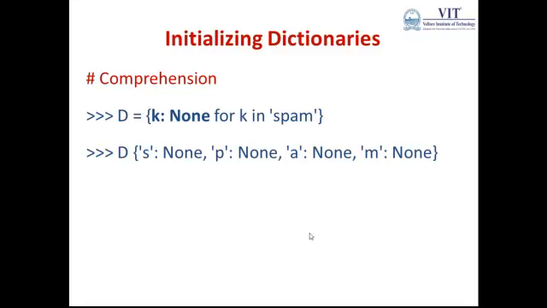And initializing with a special data type called None is also possible. Look at it. Again the comprehension, k colon None. Automatically k is the counter, so it takes s as my first key, and the corresponding value is None. For the second iteration, p None, a None, m None. Automatically everything will be initialized to None. That is also possible.